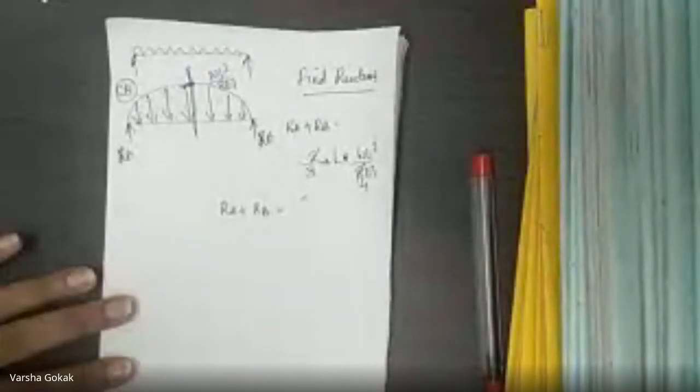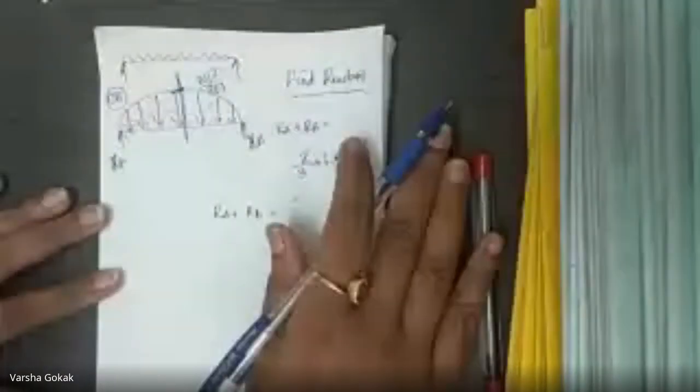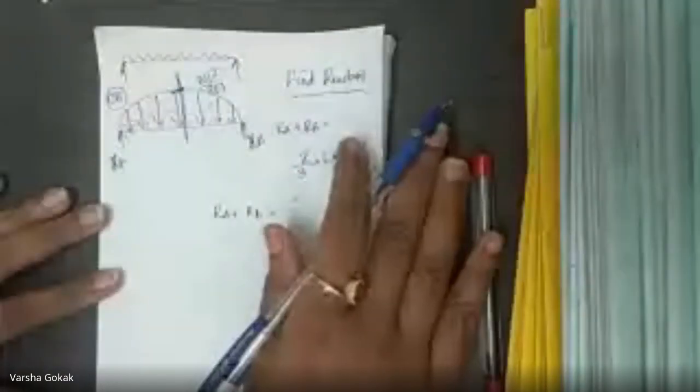WL square by 8, that is the height. 2/3 of L, where did you leave it? My video has got stuck or what? Okay, it is a bit slow. The video is a bit slow. But you tell me what is this total RA plus RB?